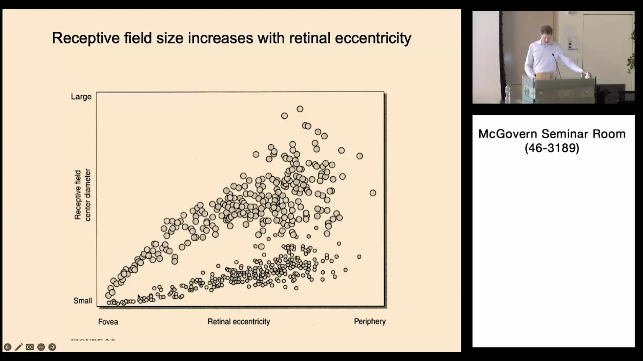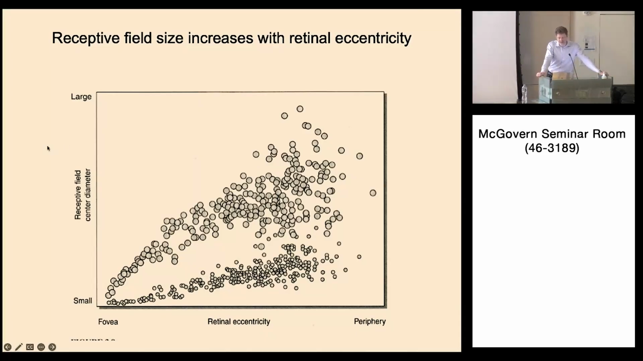But you can also see that the receptive fields sort of fall on these two lines. These two lines correspond to the midget cells, that's the lower of the two lines, and the parasol cells, that's the upper of the two lines. So the parasol cells at a given eccentricity have bigger receptive fields than the midget cells. But in both cases, the receptive field grows with eccentricity. And this phenomenon, whereby receptive field size increases with retinal eccentricity, is a very general organizing principle within the visual system. Receptive fields tend to be small in the fovea and larger in the periphery.